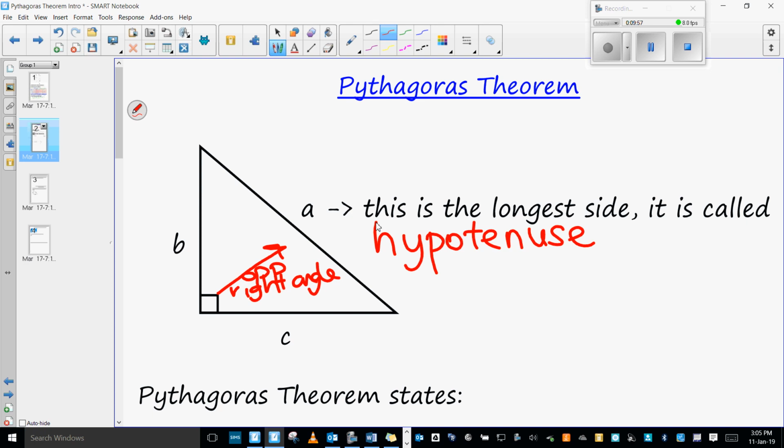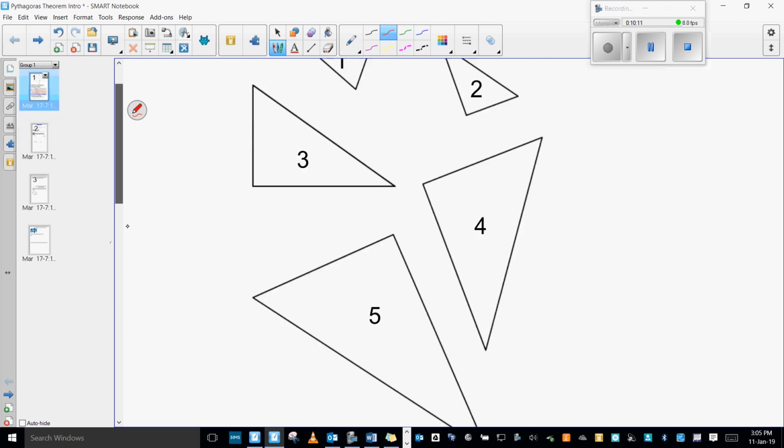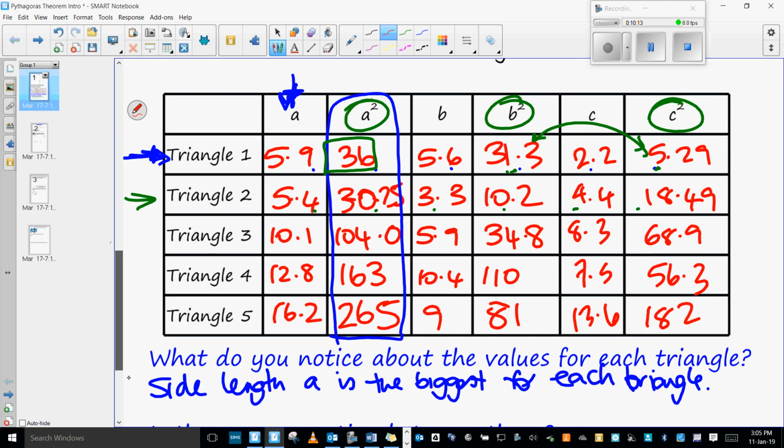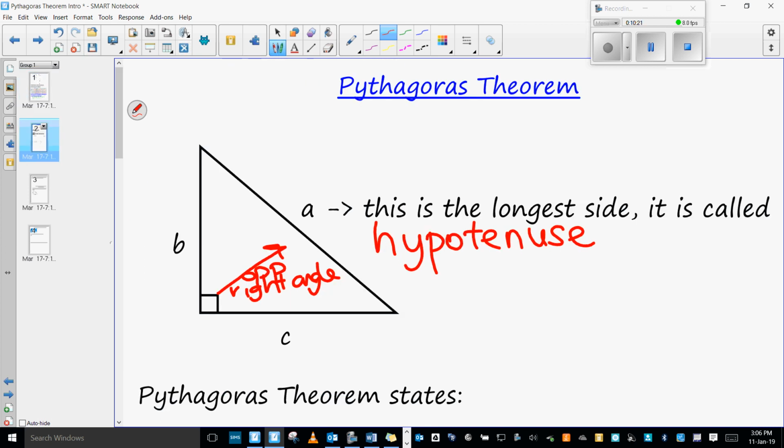Okay. The other two we've labelled B and C. Now, as we saw from our chart, it actually didn't matter whether B was the medium size or the smallest size, or if C was the medium or the smallest. These are known as the two shorter sides.